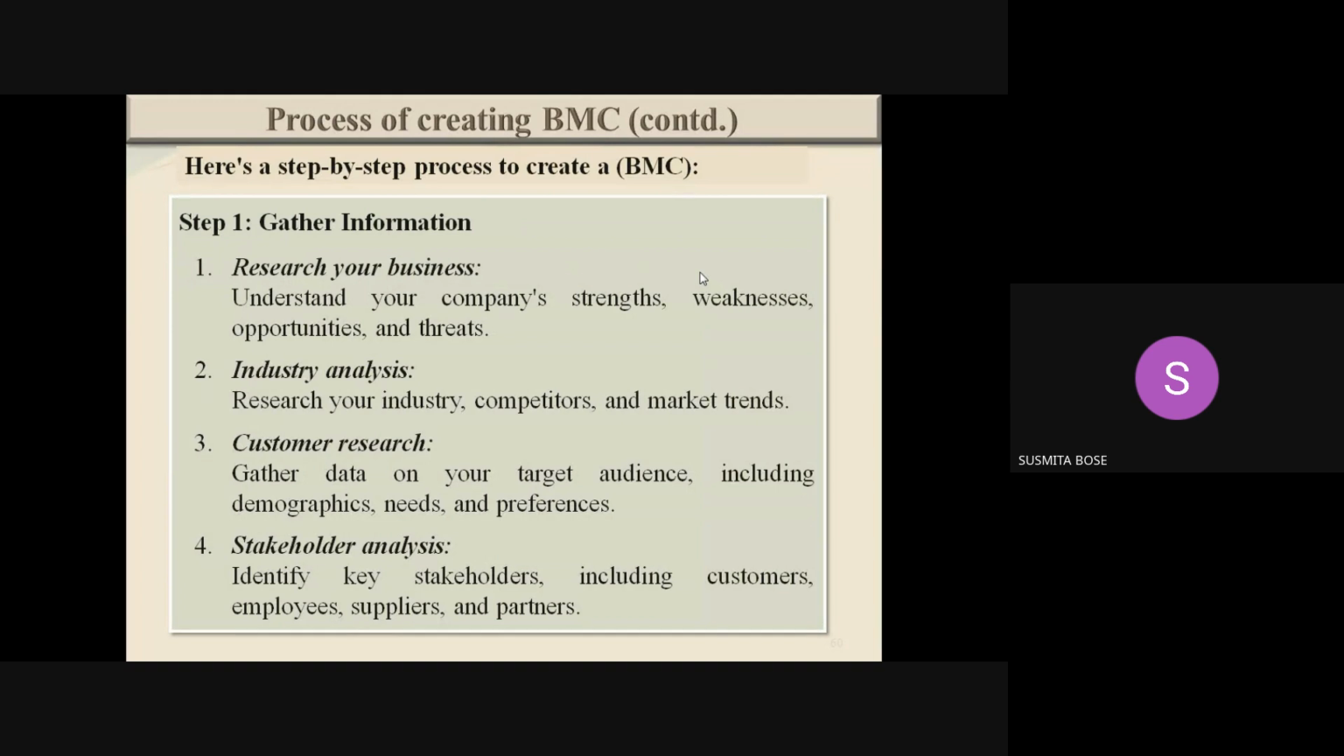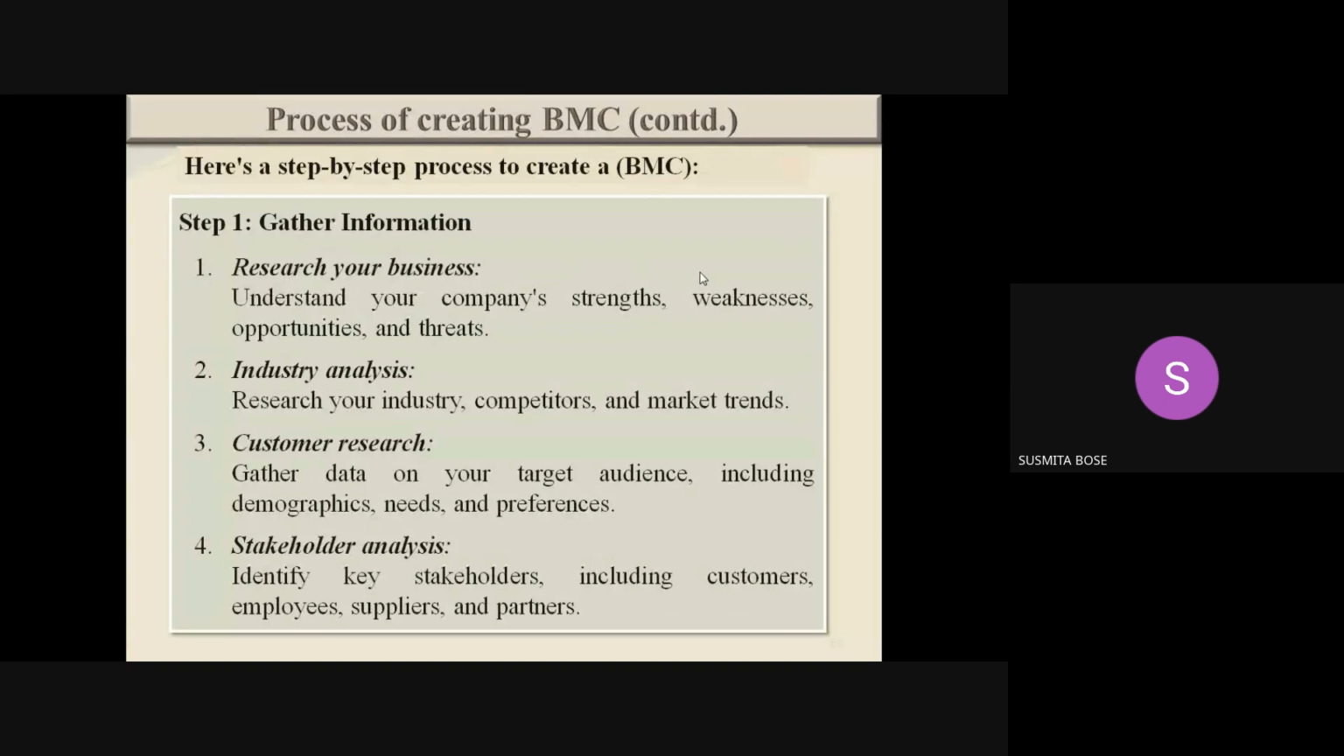You have to understand your company's strengths, weaknesses, opportunities, and threats. That is called SWOT analysis. Every business at the beginning should start with this SWOT analysis. What is the strength of my company, the weaknesses of my company, what are the opportunities I'll get from the market, and what are the threats, like the competitors, competition, etc.